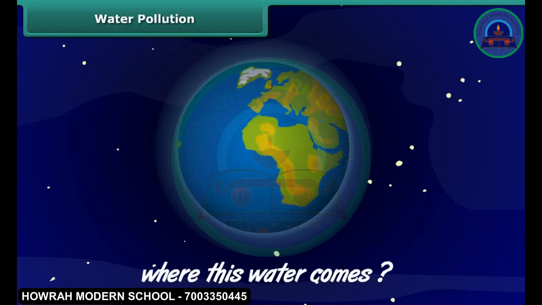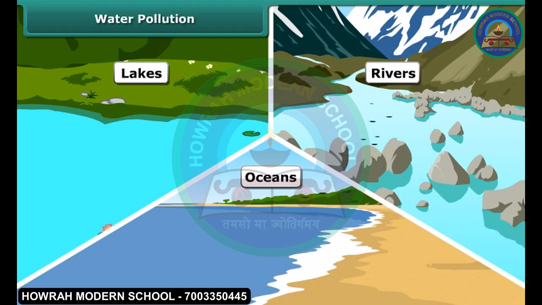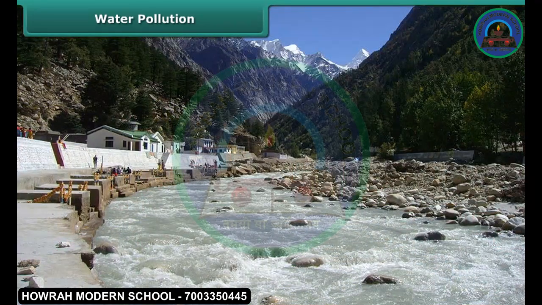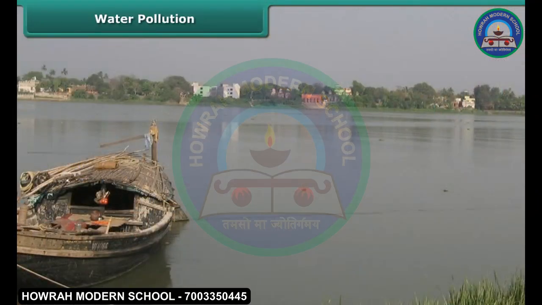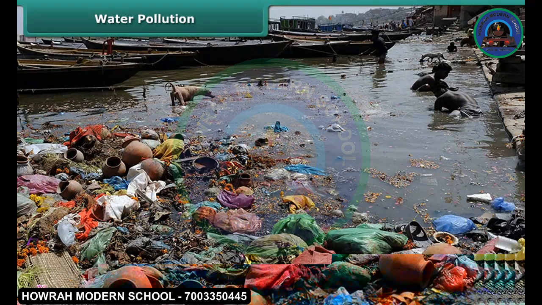It comes from natural sources like lakes, rivers, and oceans. However, look at what we are doing to these resources. Let us take the example of River Ganga. Millions of people depend on it for their daily needs and livelihood. Recently, Worldwide Fund for Nature WWF found that Ganga is one of the 10 most polluted rivers in the world.